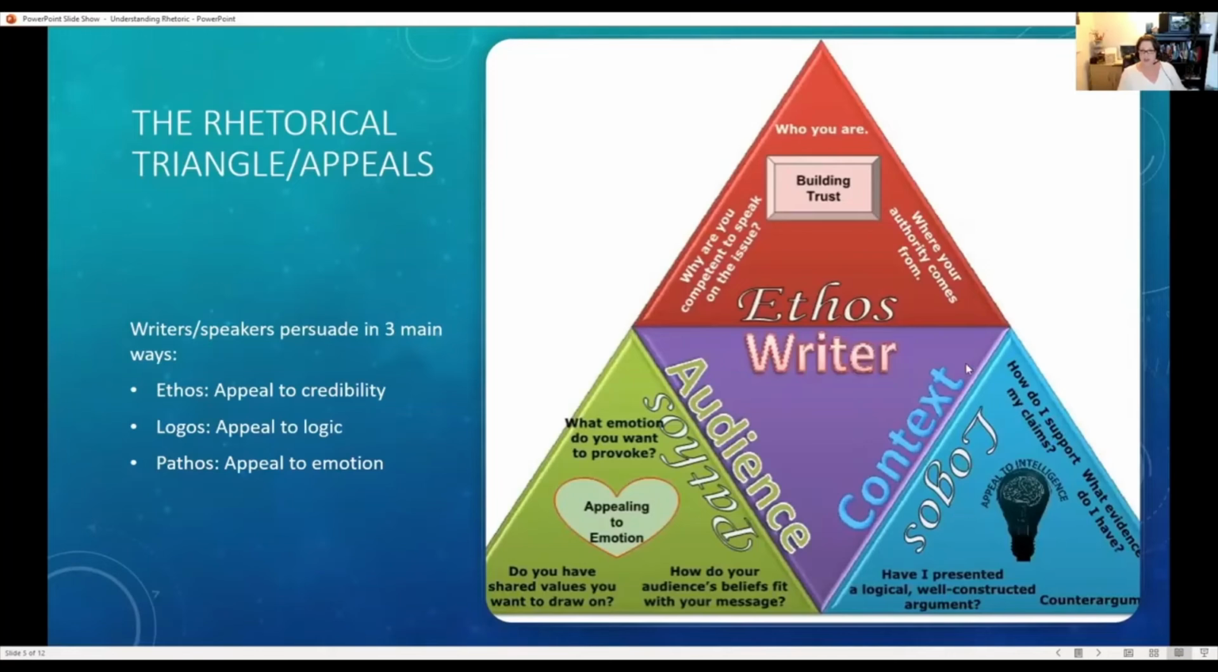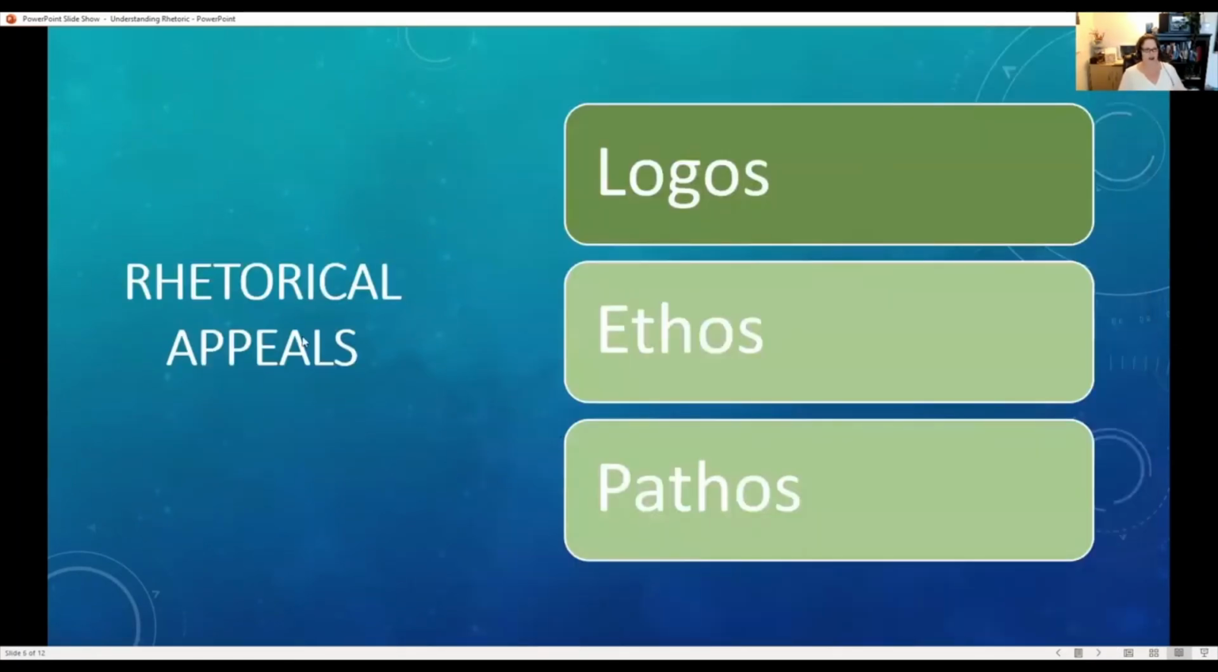Logos is related to context or the subject, that is the words that you're using, the support, the evidence that you have, any counter arguments, and any arguments that you use in your writing. And then lastly, audience and pathos are connected here because you are trying to provoke your audience with some kind of reaction. You want them to have some kind of an emotional awakening. Yeah, so you use that appeal to emotion to get your audience to embrace your message. And you'll see this a lot in advertising. So that's the rhetorical triangle.